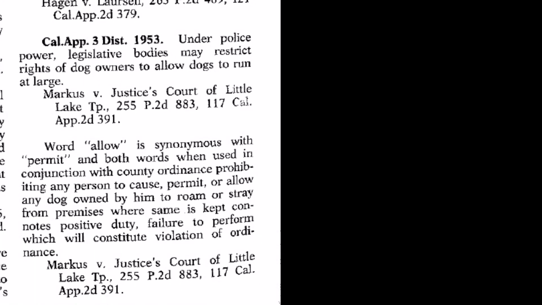For the second case, Concerned Dog Owners of California versus the City of Los Angeles, there was only one headnote that had the key number animals 48. And that's why you see 3 abstracts for the first case, but only 1 for the second one. The last case on this page is Marcus versus Justice's Court of Little Lake Township. You'll notice there are 2 abstracts. That's because there were 2 headnotes in that case that contained the topic animals key number 48.